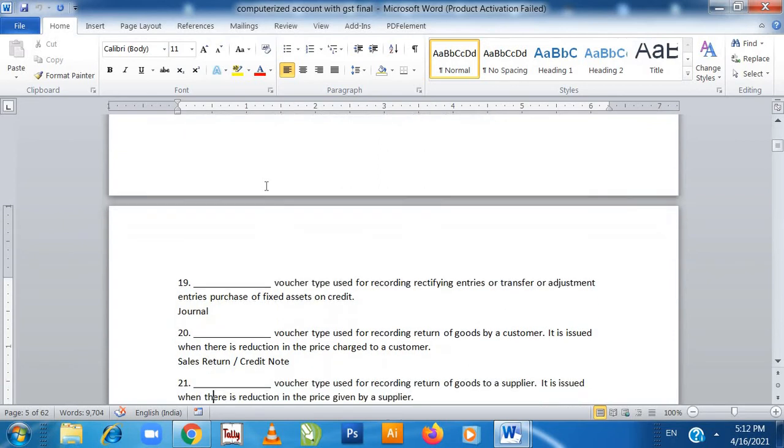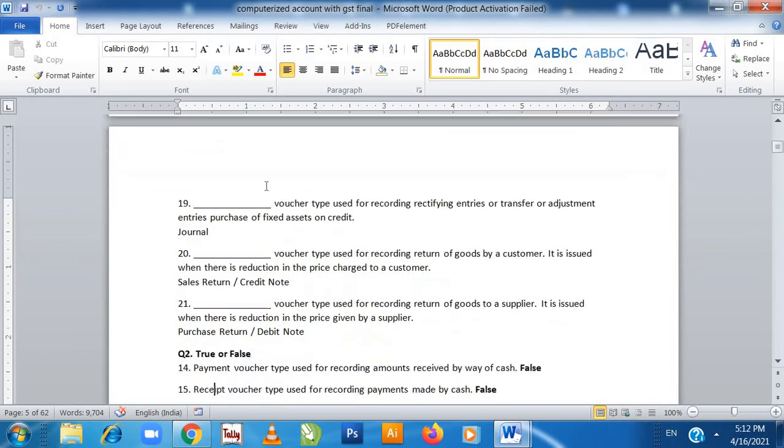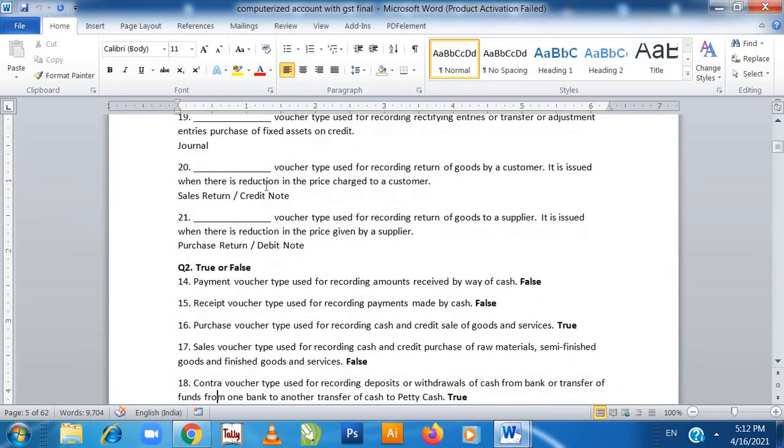Dash is issued when there is a reduction in the price charged to a customer? Answer is credit note. Dash voucher type used for recording returns of goods to a supplier? Purchase return. Dash is issued when there is a reduction in the price given by supplier? Debit note.